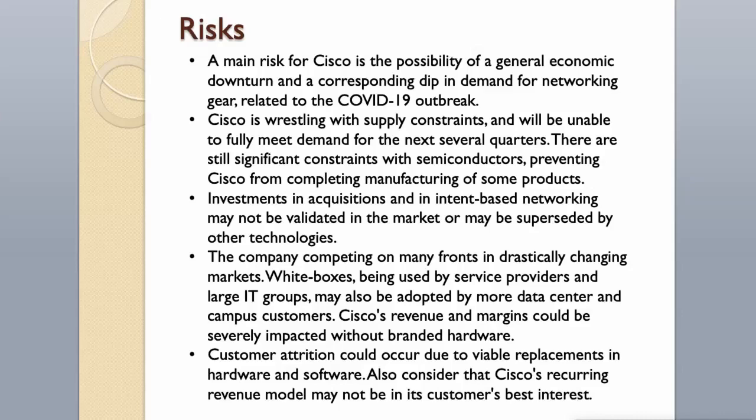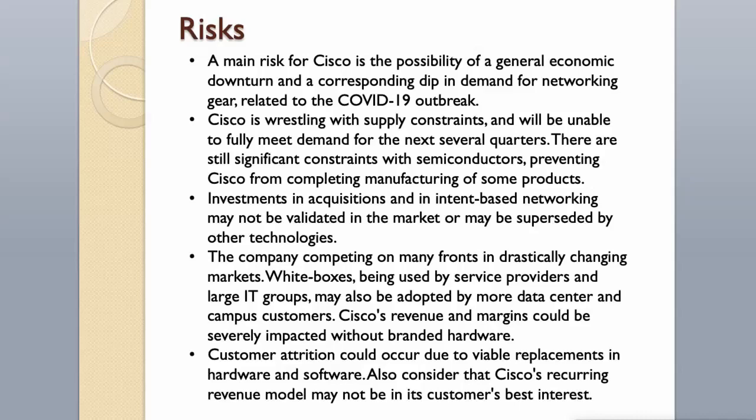Risks. A main risk for Cisco is the possibility of a general economic downturn, and a corresponding dip in demand for networking gear, related to the COVID-19 outbreak. Cisco is wrestling with supply constraints, and will be unable to fully meet demand for the next several quarters. There are still significant constraints with semiconductors, preventing Cisco from completing manufacturing of some products. Investments in acquisitions and in intent-based networking may not be validated in the market, or may be superseded by other technologies. The company is competing on many fronts in drastically changing markets.